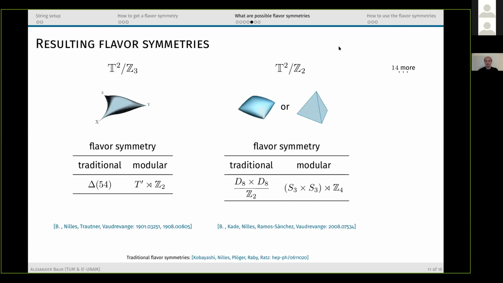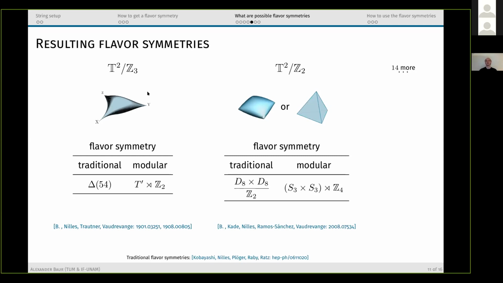So for the Z2 orbifold, for example, the shape is not really fixed, so we can have something like this pillow or this pyramid, I guess, or any shape in between those two. And well, we will have a traditional flavor symmetry of D8 times D8 divided by Z2, or D4 times D4 if you want. So we take the dihedral group which has eight elements. And we'd have a modular symmetry S3 times S3 times Z4. So for this Z3 orbifold, the shape is fully fixed.